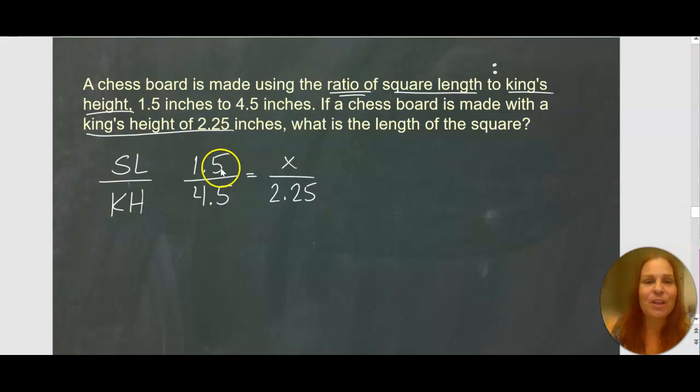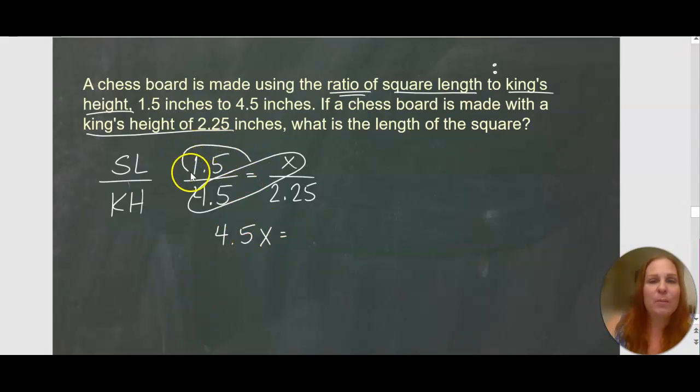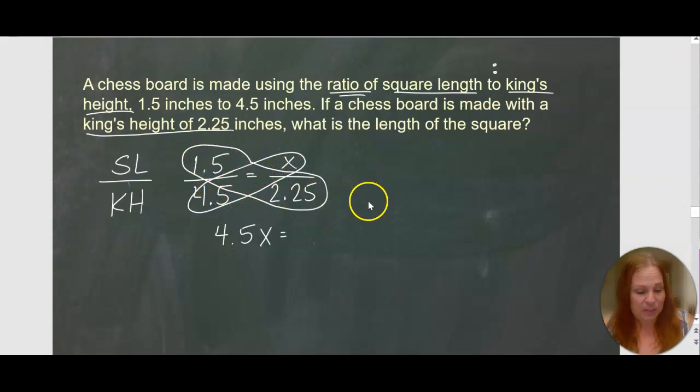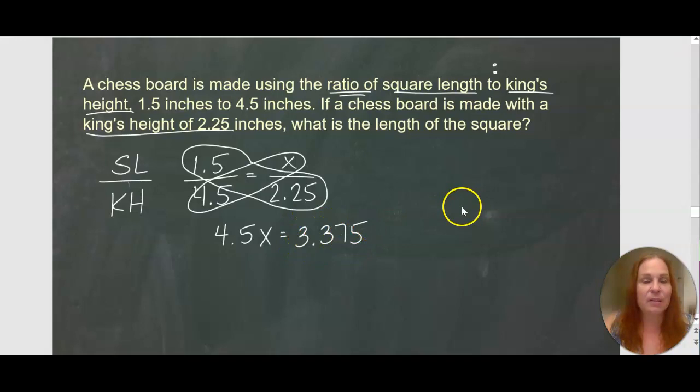So I'm going to multiply. This cross product will be 4.5 times x, which we just write like that, equals 1.5 times 2.25. And that I'm going to do on my calculator. 2.25 times 1.5 is 3.375. And now we've got a one-step equation to solve.